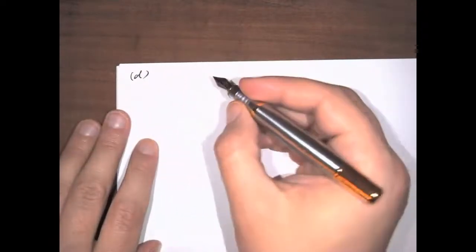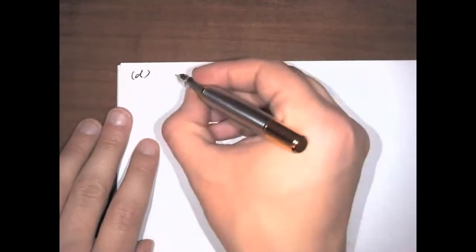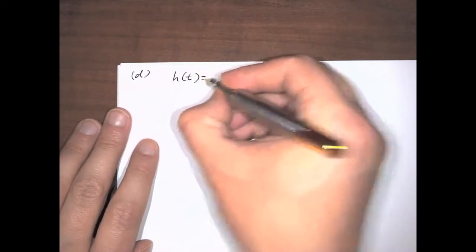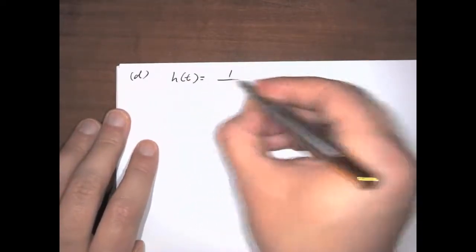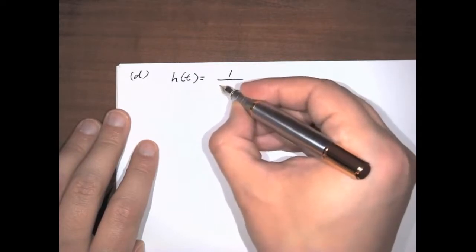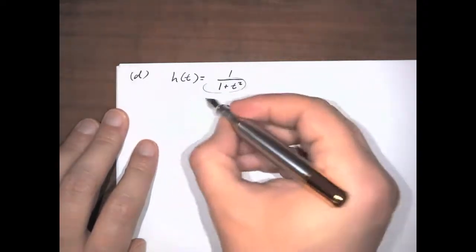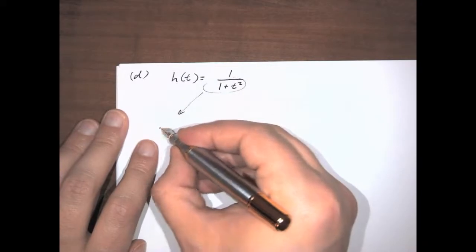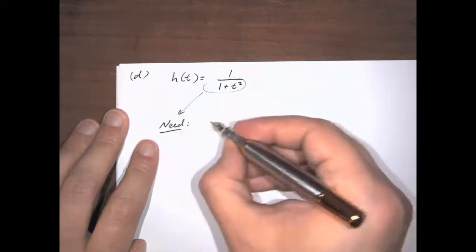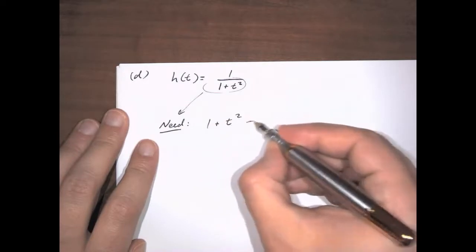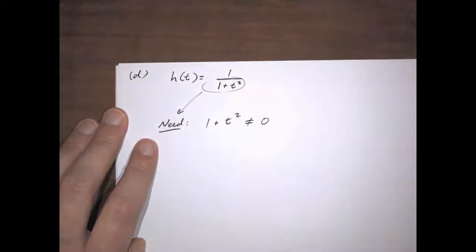Okay, now let's continue with an example where the denominator looks like this. So it's a h of t, so change up the letters a little bit. Let's say h of t is equal to 1 over 1 plus t squared. So now you look at this, and you think about what has to happen here. So we need 1 plus t squared to not equal 0.